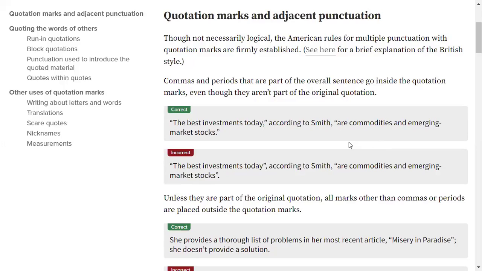Samavya, wait a minute here. Everybody pay attention to this information. It's very important, okay? Commas and periods that are part of the overall sentence go inside the quotation marks. Remember that they always go inside, as I have already told you. See here the period, and here a comma. These are part of the sentence, so they definitely go inside the quotation marks. We have to place the actual words before these punctuation marks.